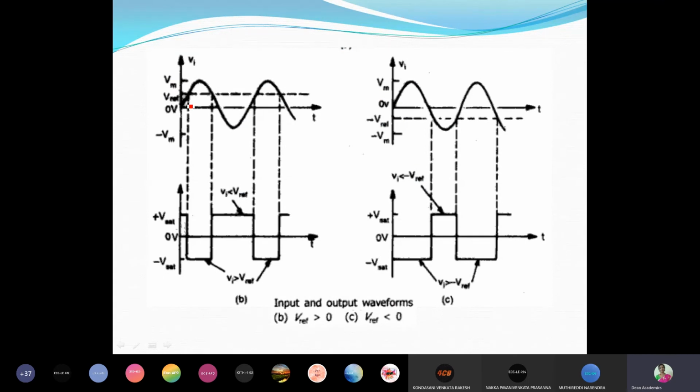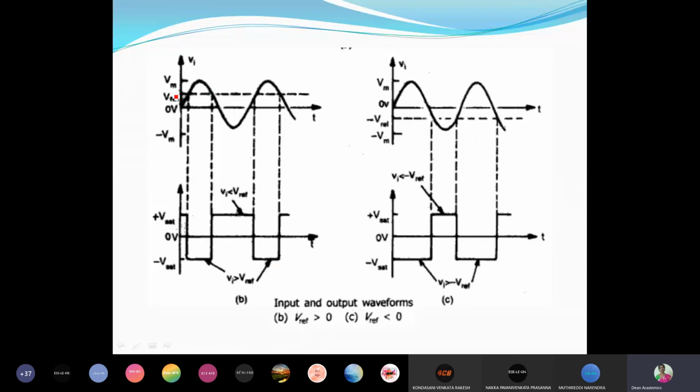Now let us see. This is the input waveform, right? Reference voltage, some other reference voltage is mentioned here. When Vin is greater than V reference, it should be plus Vsat, but it is an inverting amplifier. Therefore, minus Vsat we will get. So as long as Vin is greater than V reference, output is at minus Vsat. Once it starts at minus Vsat, then plus Vsat, minus Vsat, like that.